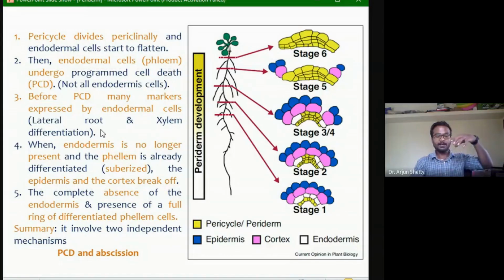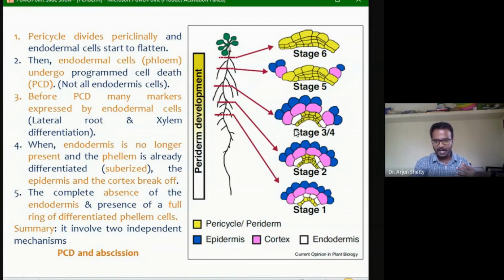Before undergoing programmed cell death, there are different markers. Different genes are expressed by the endodermal cells, and they help in the formation of a lateral root as well as xylem differentiation.